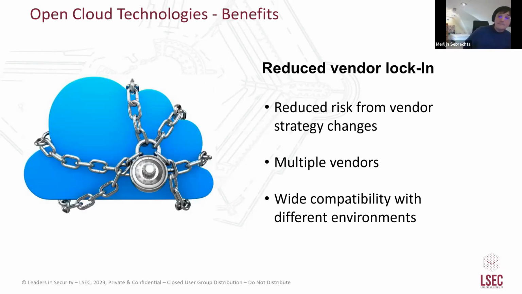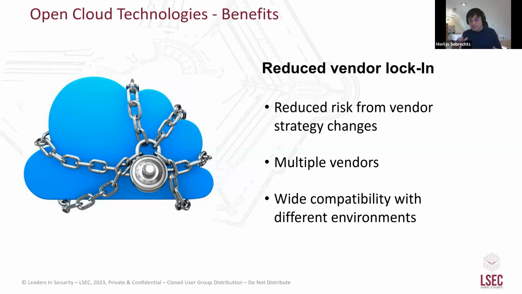So one of the big advantages, and something that's talked about a lot, is the benefit of reduced vendor lock-in. It's often a very abstract concept, but it basically means that you reduce the risk that your company has from changes that a vendor of software makes. So if a vendor like Google Cloud, for example, changes their strategy and changes products or sunsets products, using open cloud technologies, you reduce the risk that your company has from those kinds of changes.